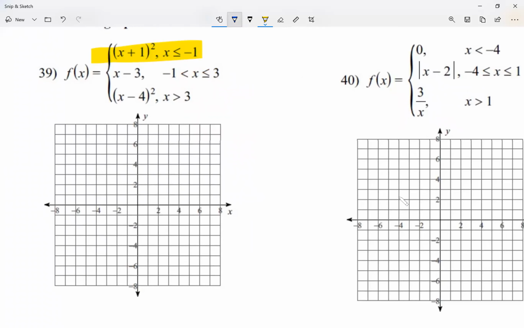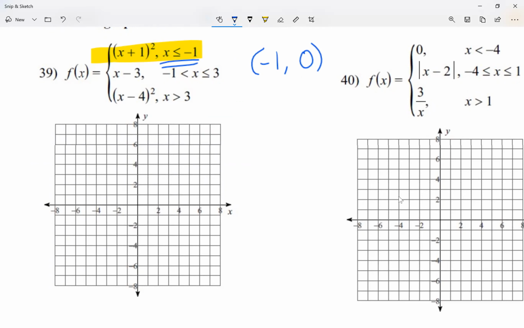All right, so I know that looks like a U shape. My vertex is -1 because that's the number inside the parentheses. Remember, gotta switch the sign. And I don't see a number outside of the parentheses, so my vertex is (-1, 0). Right. I'm gonna be using when x is less than or equal to -1.